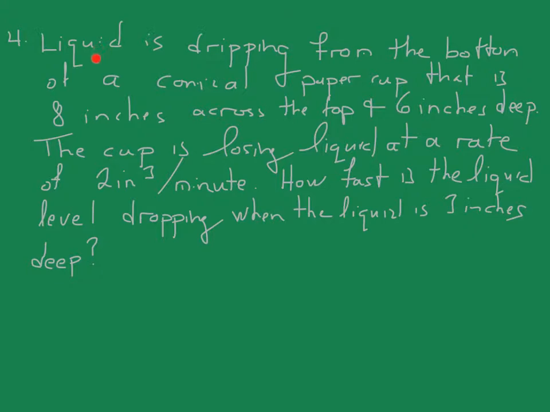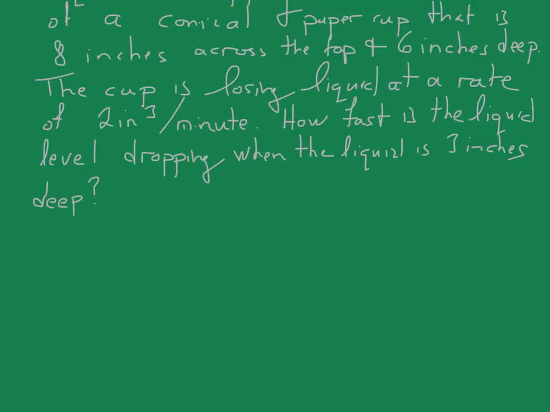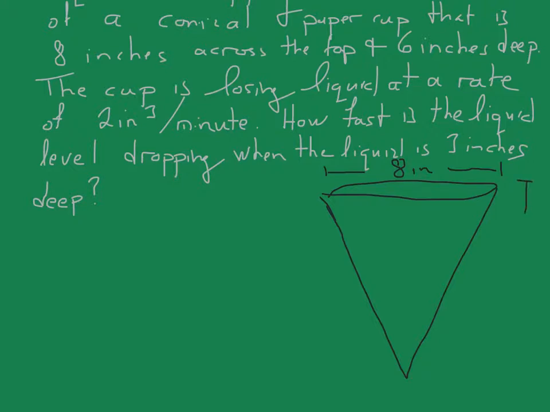All right, so having read it over a few times, if possible, we should draw a diagram. And in this case, what do we have? We have liquid dripping from the bottom of a conical paper cup that is 8 inches across the top and 6 inches deep. So let's try to draw that to begin. Okay, so draw this conical paper cup. Let's say it looks sort of like this. And we are told that it is 8 inches across the top, and it is supposed to be 6 inches deep. All right, so that is in the question.